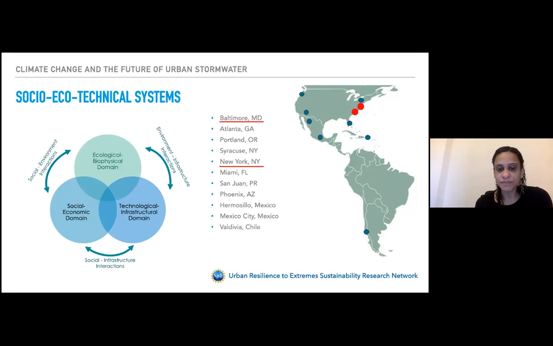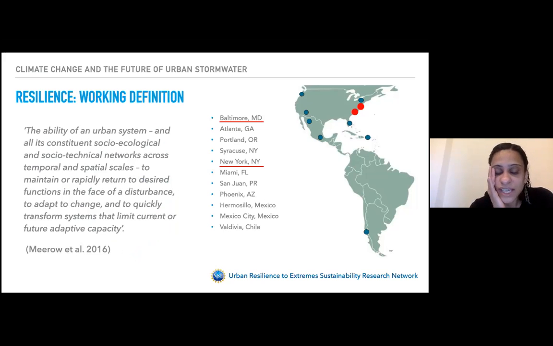There were 13 institutions that participated in this project located around the Americas. We focused on 11 cities, and there were over 100 researchers participating as part of this project. And we adopted this working definition of resilience.